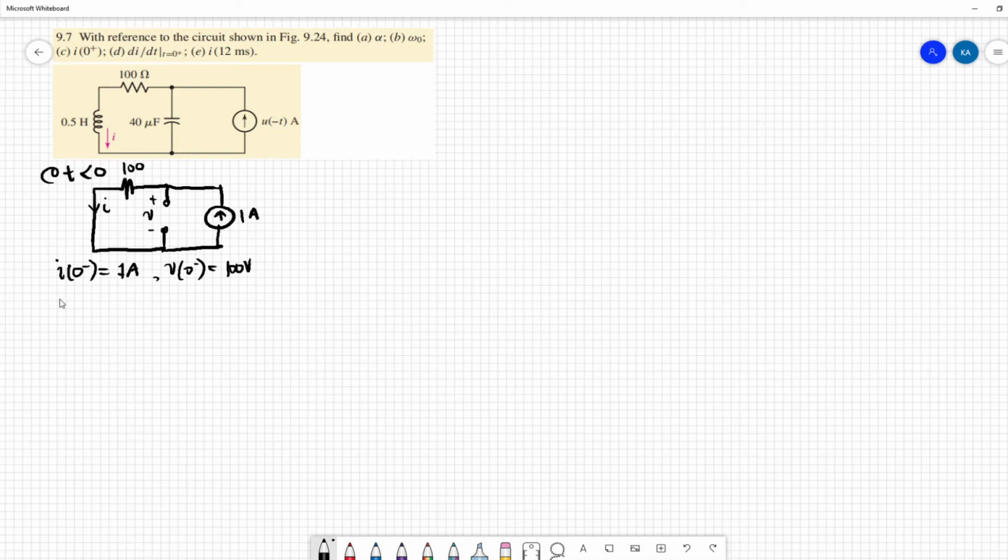So take note that the current I does not change abruptly. So I of 0 minus is just equivalent to I of 0 plus. The same with the voltage, since the voltage V is across the capacitor, the voltage at 0 minus is just equal to V at 0 plus. So immediately we have our answer for question C.